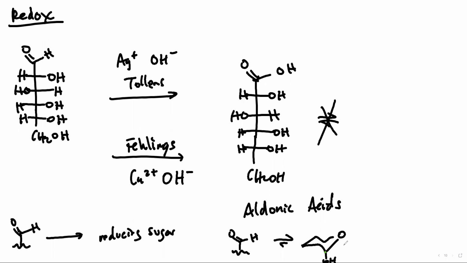Okay, so it's also really important, and again we'll come back to this, that this is a cyclic hemiacetal. So if you had to figure out from a cycle whether it is reducing or not, just look for the hemiacetal. Look for the anomeric carbon. Make sure there is an OH.